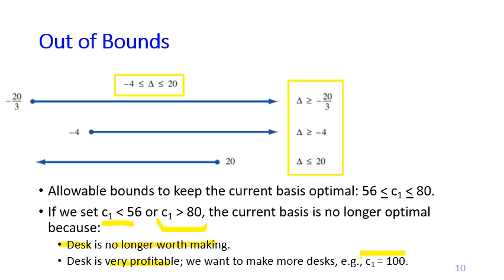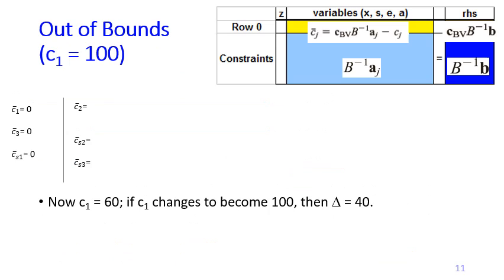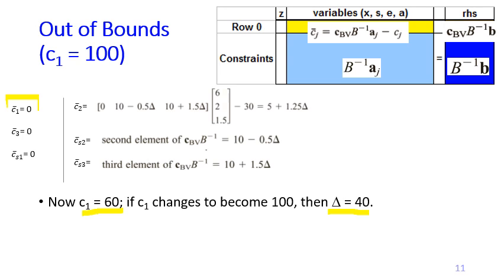So for example, let's see what happens if C1 equals 100. If the price of C1 increases to 100, it means that the change delta equals 40, because at this moment C1 equals 60. Now we compute the C hat for all variables. These are the basic variables, so the C hat for them are 0. For the non-basic variables, we have computed the C hat with respect to delta, the change. So these are the equations, and now we plug in delta equals 40. We get the values C2 hat equals 55, CS2 hat equals minus 10, and CS3 hat equals 70. So now we have a non-basic variable with a negative coefficient. It means that our current optimal solution is no longer optimal.